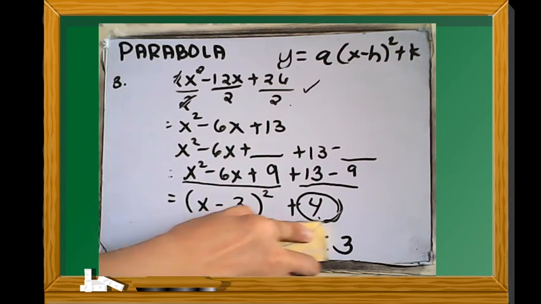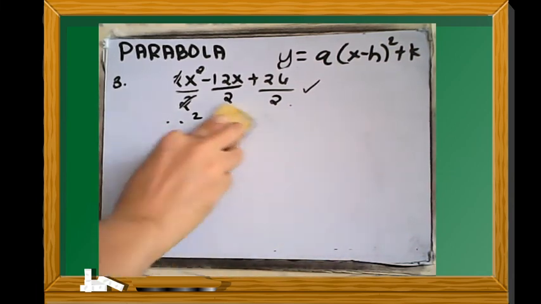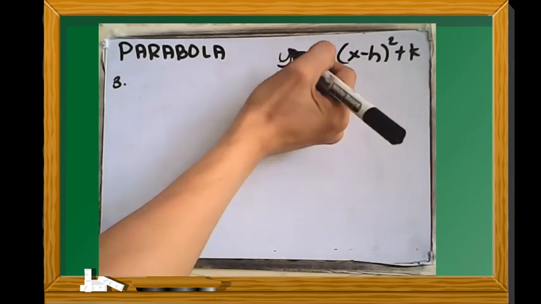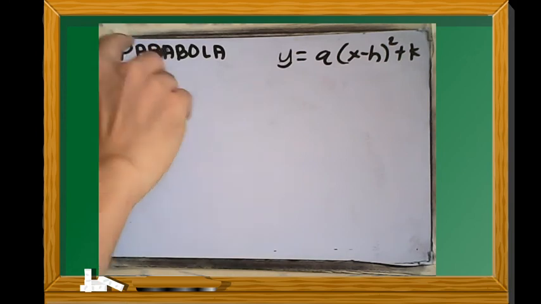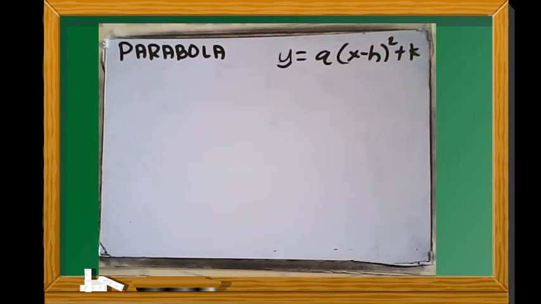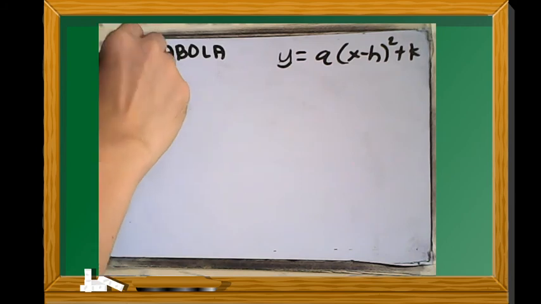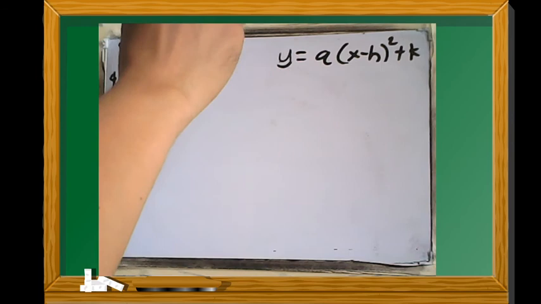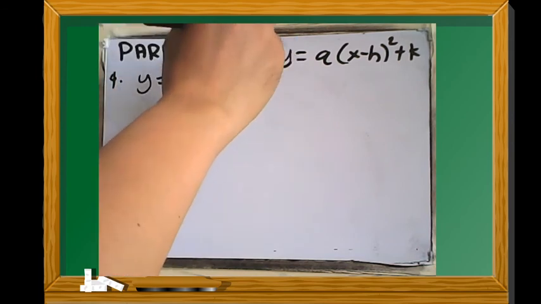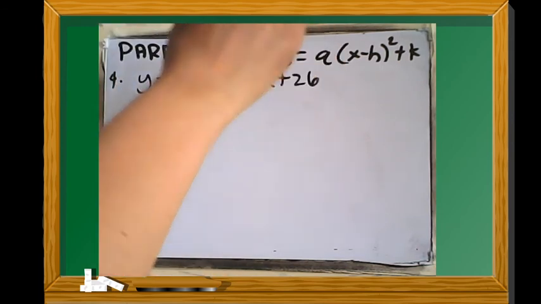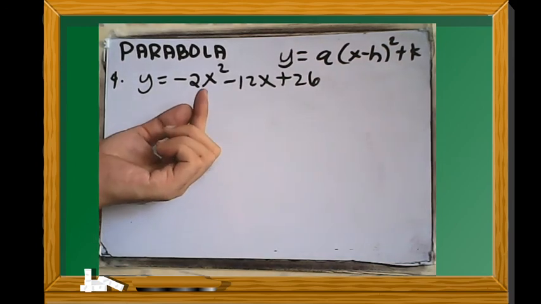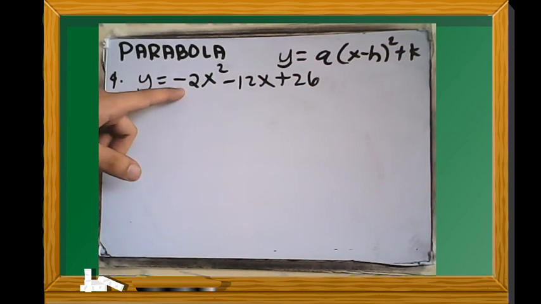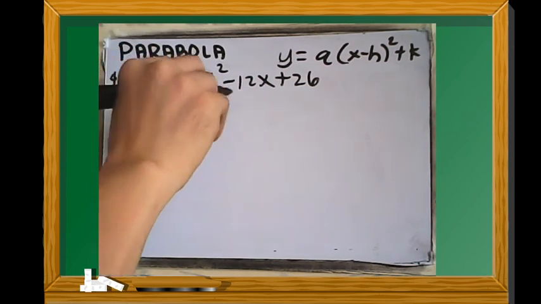Okay. Another example. So gawin lang natin yung kanina para merong number 4. Y is equal to negative 2x squared minus 12x plus 26. So this is the same. This is just the same with the third example. I just changed it to negative. So from positive, I changed it to negative 2.